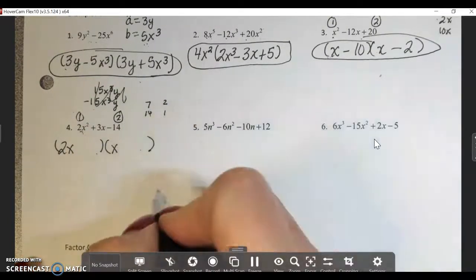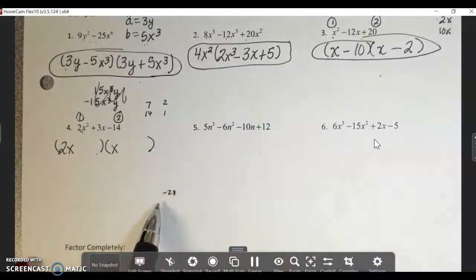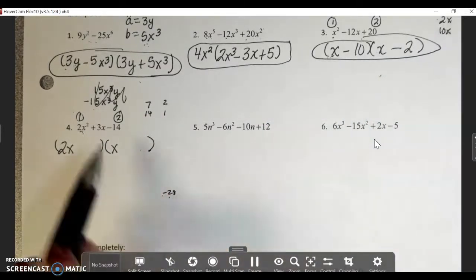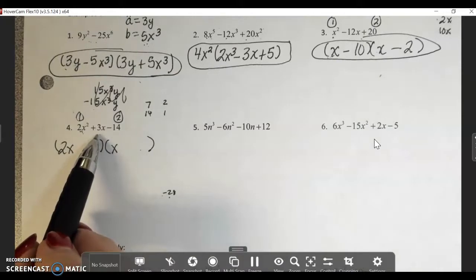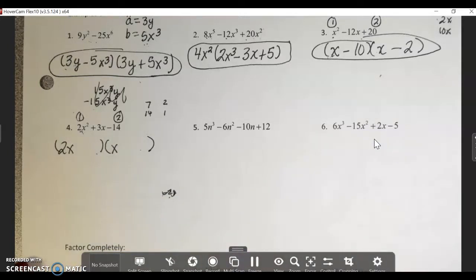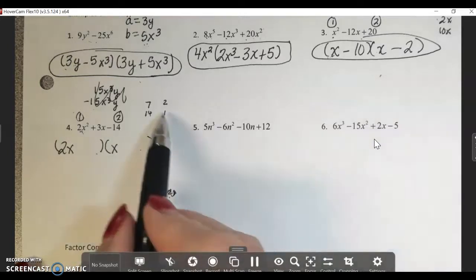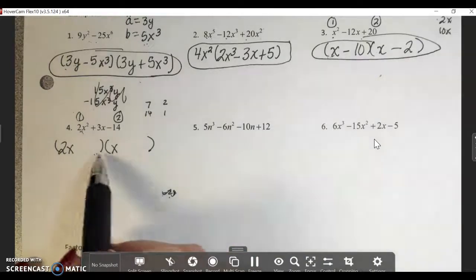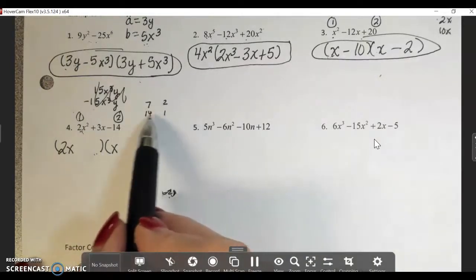2 times 14 is negative 28. Are there factors of negative 28 that will add or subtract to give me 3? 7 and 4. Right now, yes, it can be factored. I've got to figure out how. What are the only two numbers that can go here? There's 7 and 2, 14 and 1.